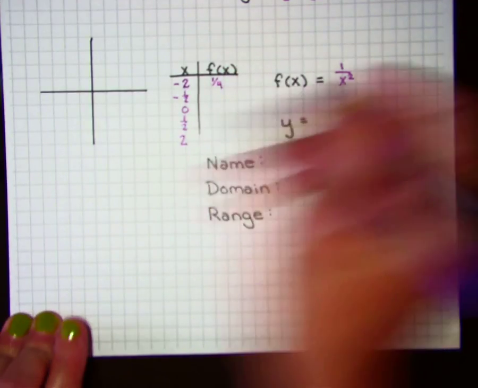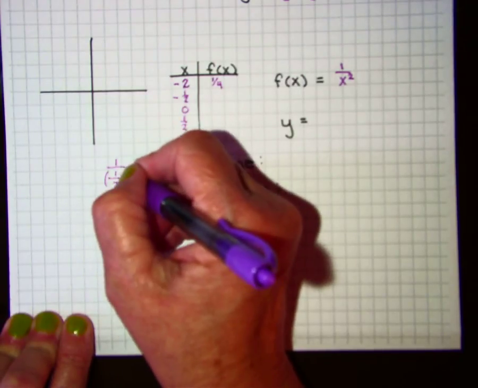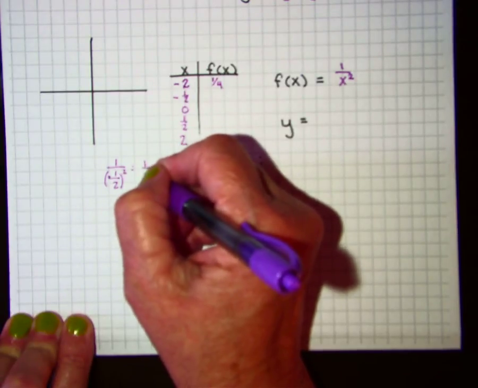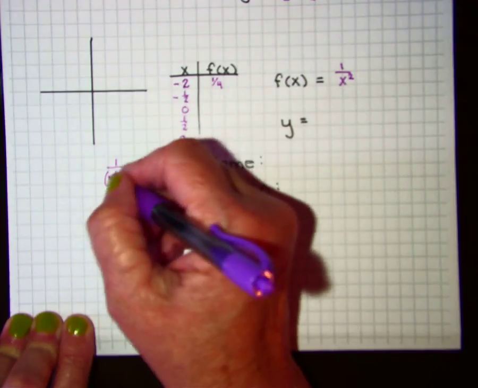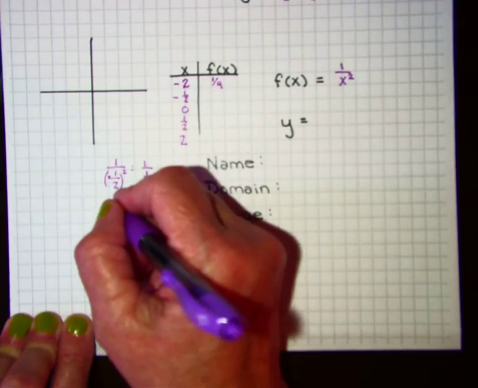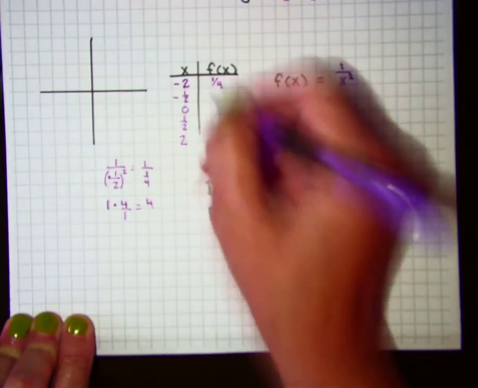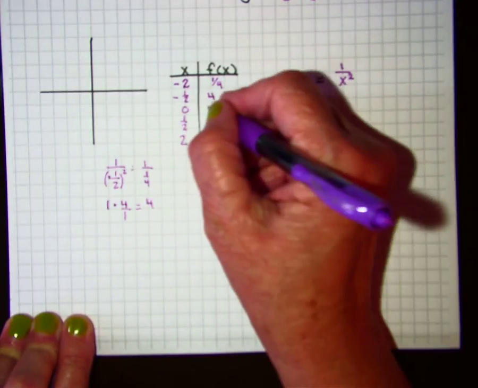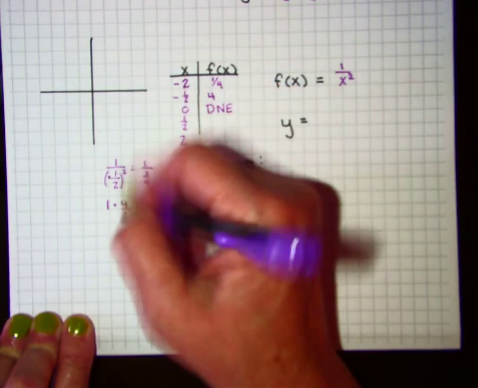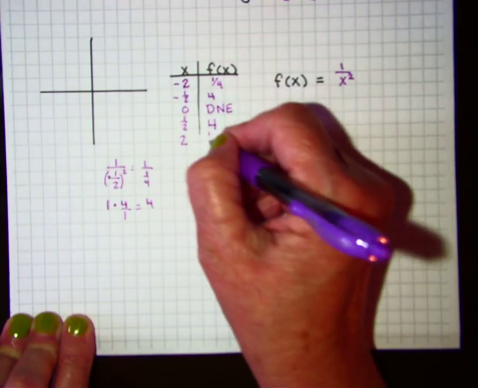When I do a -1/2, it's like 1 over -1/2 squared. And so that will give me a 1 over 1/4. When I square this, the negative will go away because a negative times a negative is positive. And so that's just like saying 1 times 4 over 1. So this will equal 4. The 0 again cannot exist. You can't divide by 0. 1/2, I followed the same logic and I get 4. And 2 is going to give me 1/4.